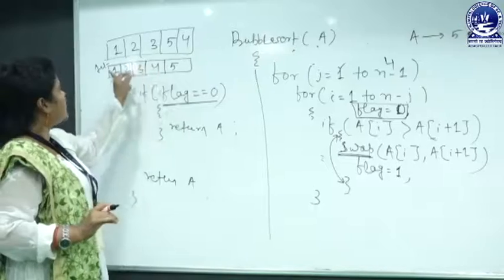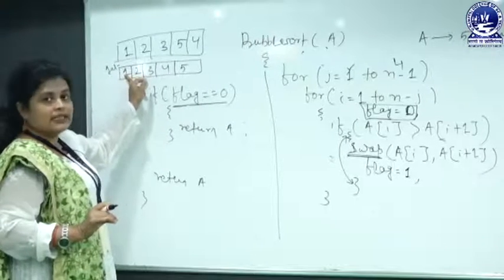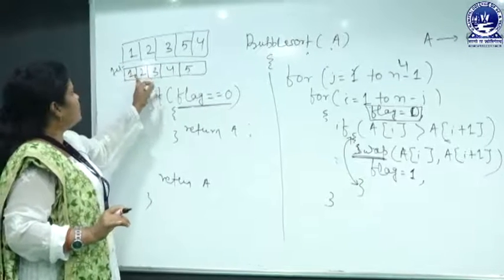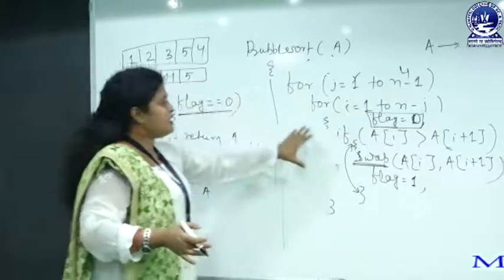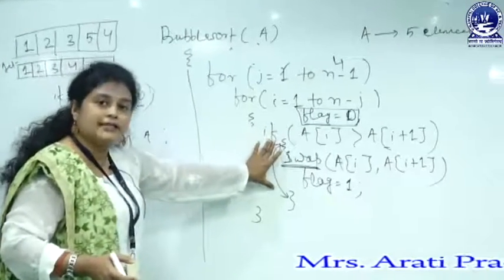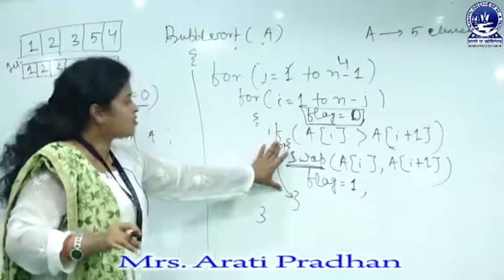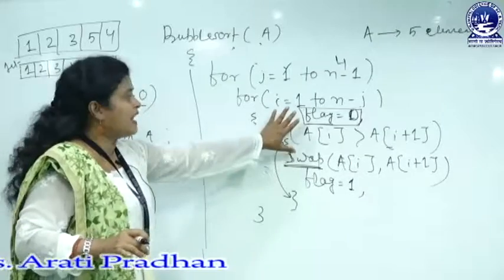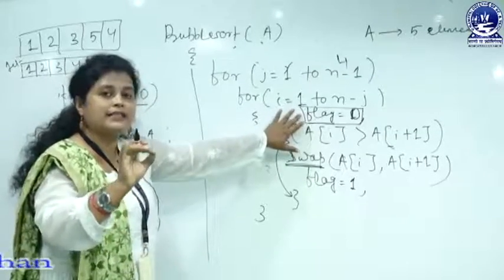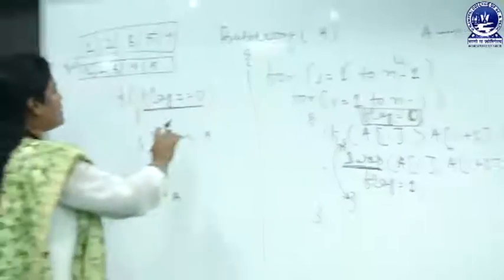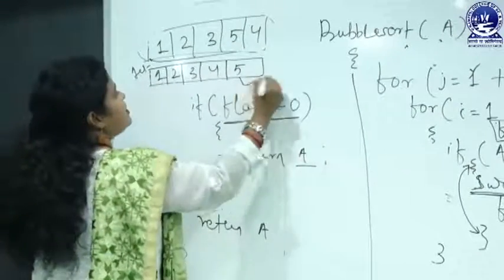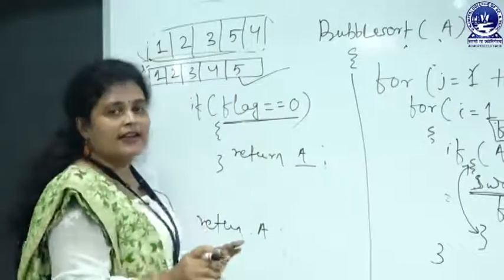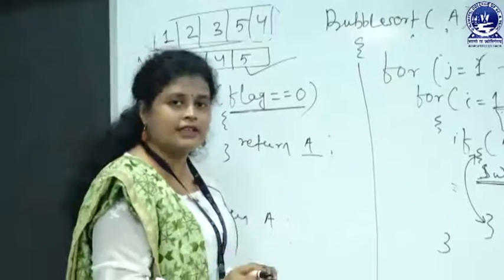In case of the second iteration, what will happen? 1, 2, 3, 4, 5, it is already sorted. So, the swapping portion will not be executed, and as this portion will not be executed, the flag value remains 0 as it is, and as the flag value is 0, return A. It means that this list will be returned as the final list which is already sorted.